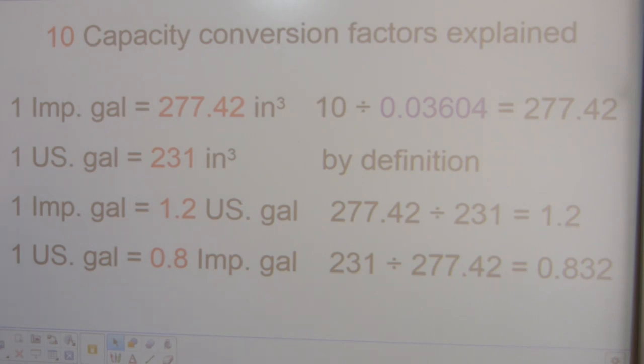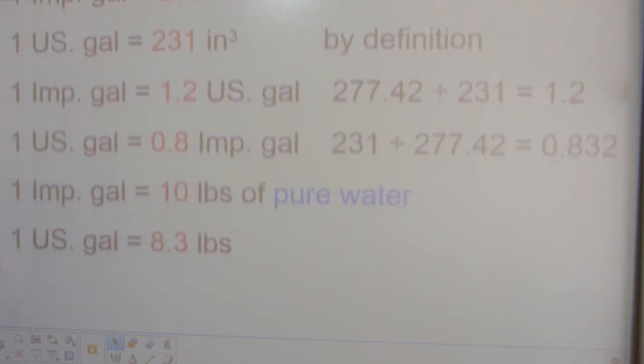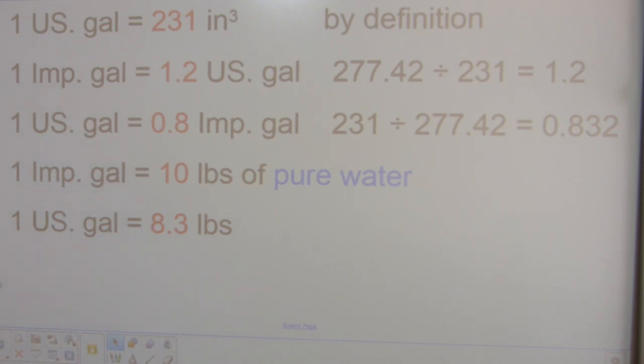The next two numbers are these two, Imperial gallons and US gallons, and we are going to be discussing this 10 pounds situation that came up earlier. So I said it's pure water, but there is more to it.